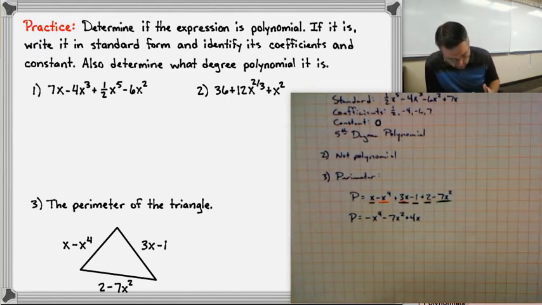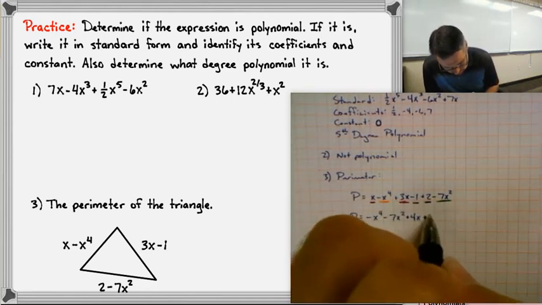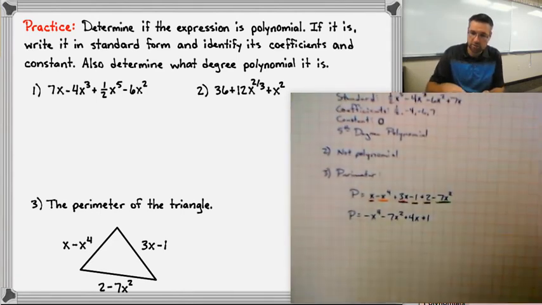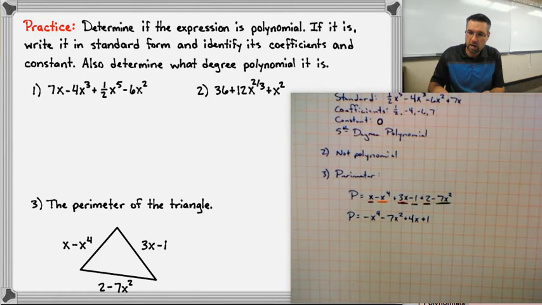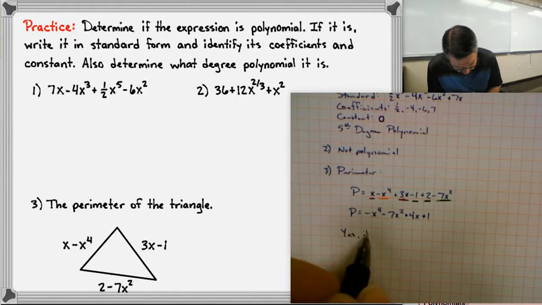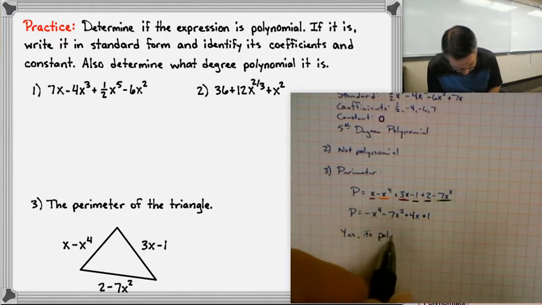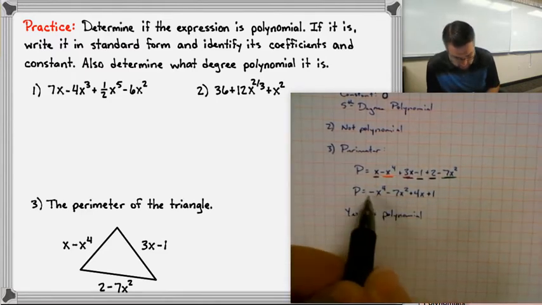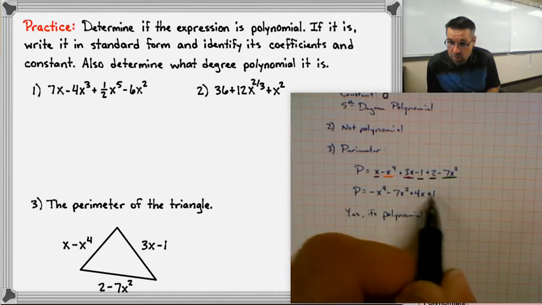So we can combine those. Negative 1 plus 2 is positive 1. So there's our perimeter expression. What I want to do now is say, yes, it's polynomial. Okay, so we've answered that question. Then we write it in standard form. Well, we already did write it in standard form because it's the highest exponent to the lowest exponent.